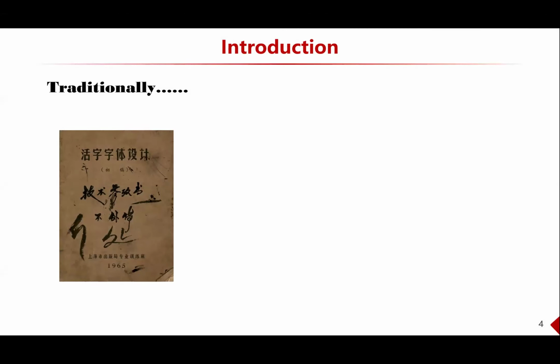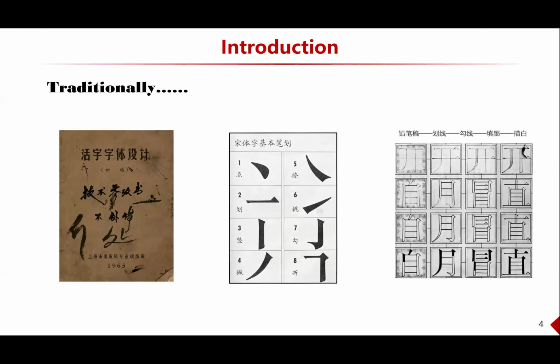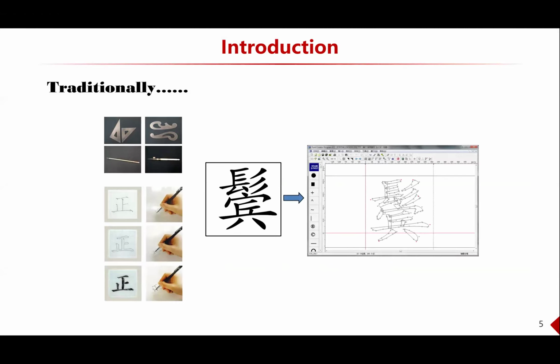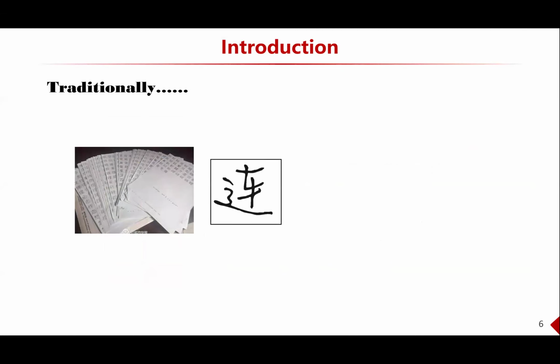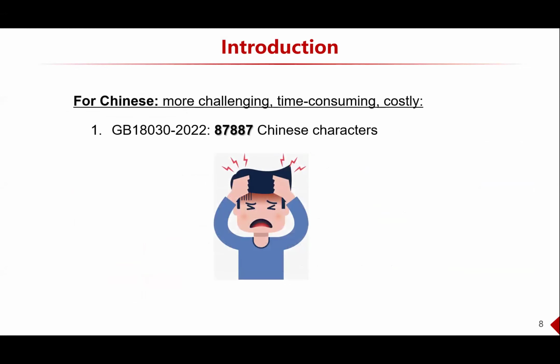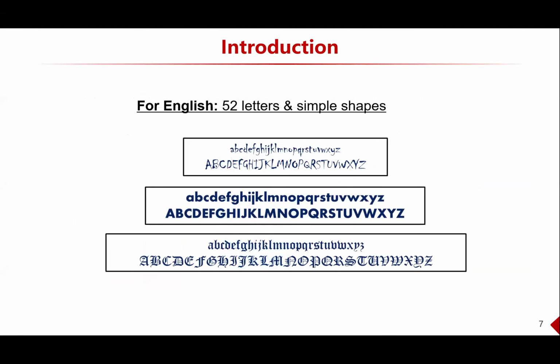Traditionally, you have to first spend several months learning how to make computer fonts, step by step, and then you need to draw or write all the characters out and package them into the font library. So this is the process of making a computer font. But for English, it seems a piece of cake. There are only 52 letters, right? So taking maybe several hours or days, you can create an English font.